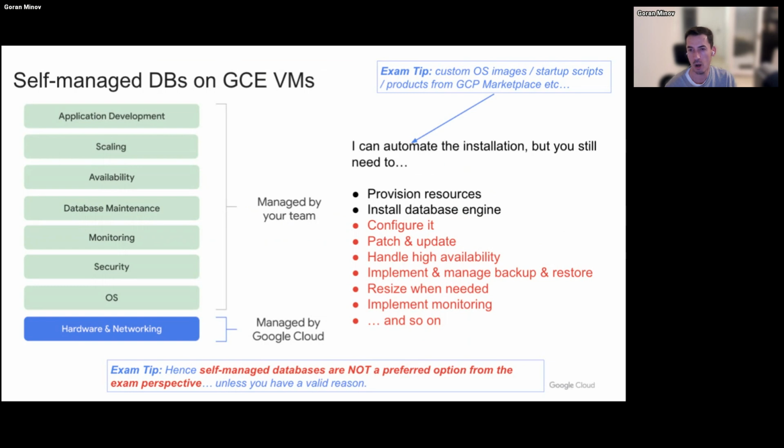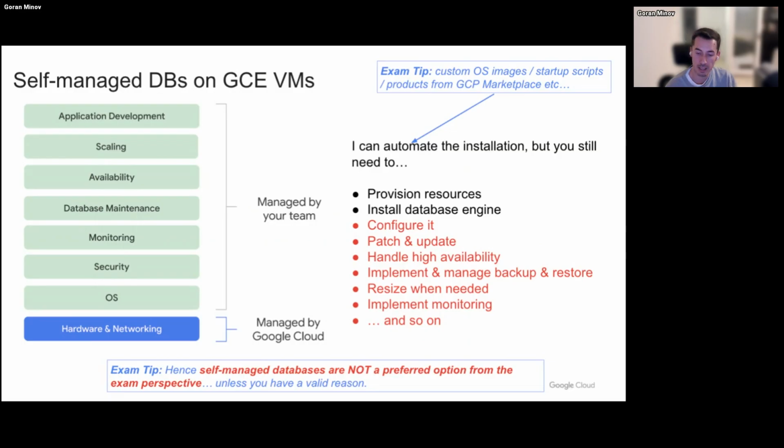If anyone has an idea, what would be a specific requirement? Why would you choose to deploy a VM and prepare everything from this level, configure, patch, handle high availability, and so on, instead of just using a custom solution? Cloud SQL is managed, so everything that we can see over there is going to be managed by Google, by GCP.